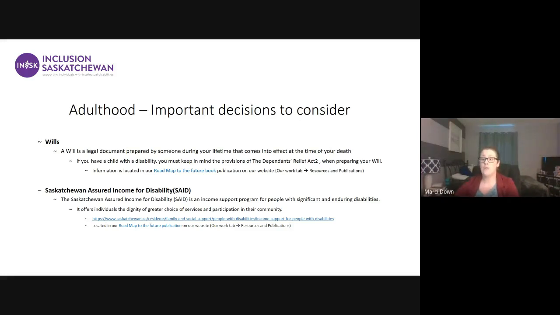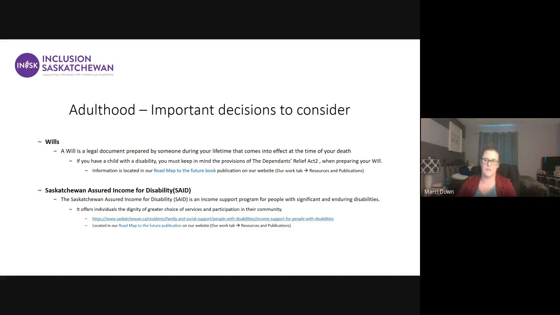We do have more information in our Roadmap to the Future, which I believe we attached into the email, but if you don't have a copy, please let me know because we can definitely get it. It's also on our website, and it has a lot of these resources that you need to know about. So make sure that, when you're looking at a will, you have all of the pieces in place. Look at the Dependents Relief Act 2 and make sure that you have those pieces. We aren't experts, which is why we often send you to the Roadmap to the Future book, because it is a planning tool for a lot of these pieces, and it'll give you a lot of great information.